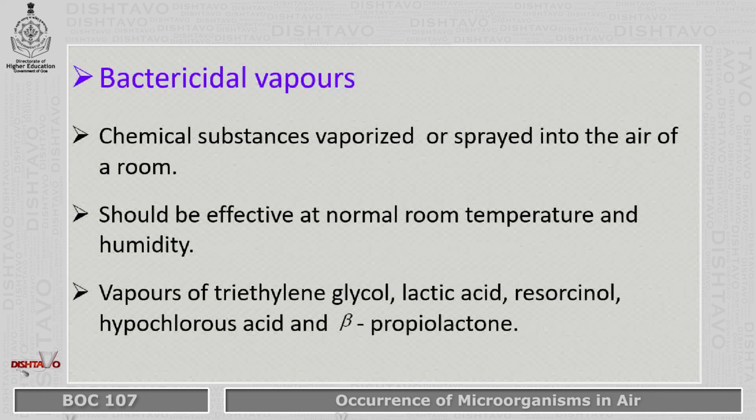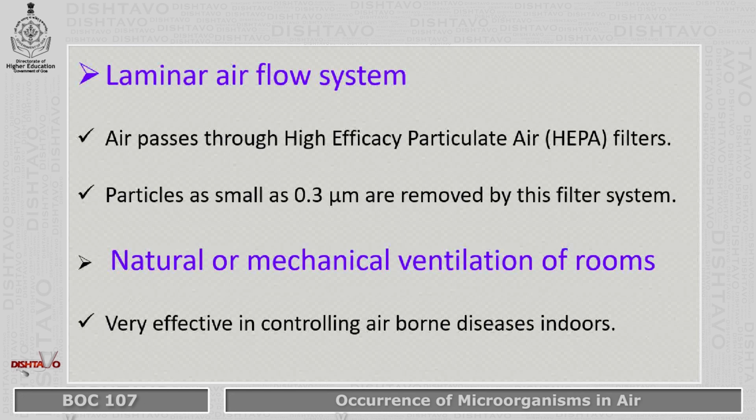Another method is bactericidal vapors. Chemical substances are vaporized or sprayed into the air of a room. These bactericidal vapors are dangerous for the organisms and can kill them. So, such vapors of triethylene glycol and lactic acid are often used in hospital rooms. And they should be effective at normal room temperatures and humidity. They should not be toxic to people or corrosive, and they should be colorless as much as possible. Laminar airflow system.